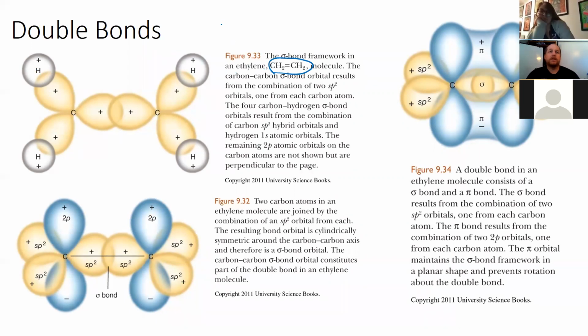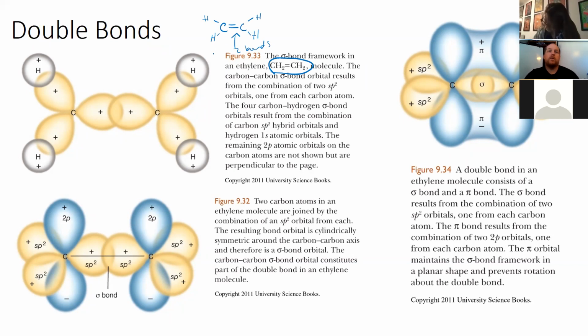We're going to start out with a Lewis structure. So this is the Lewis structure of ethylene. We have 2 bonds in there, right? It's a double bond.